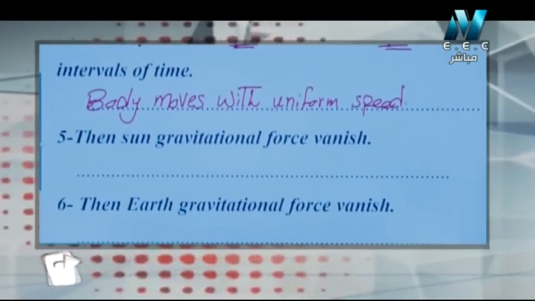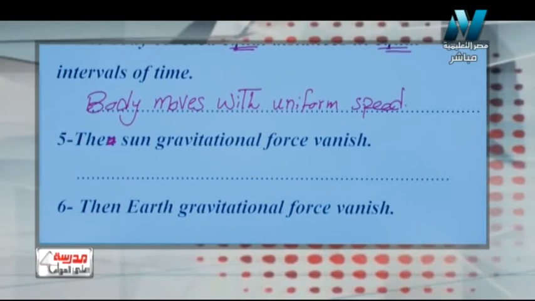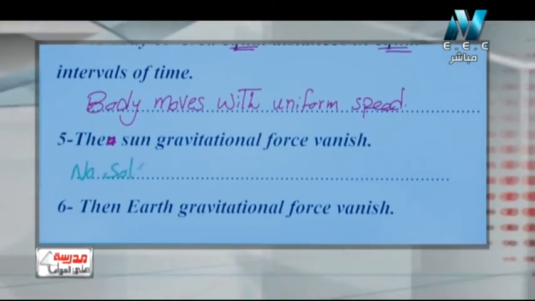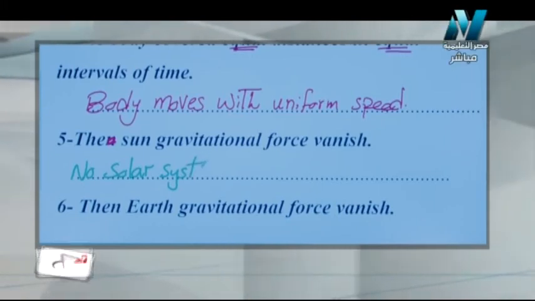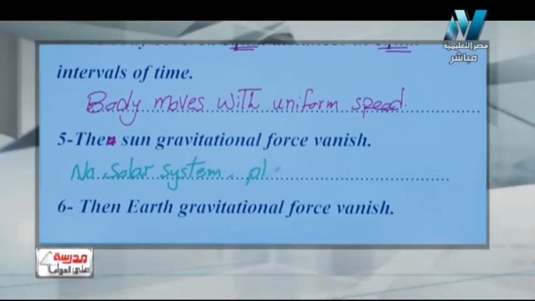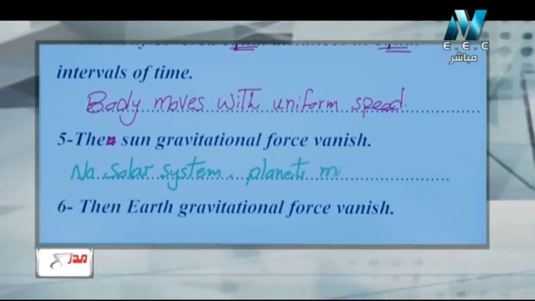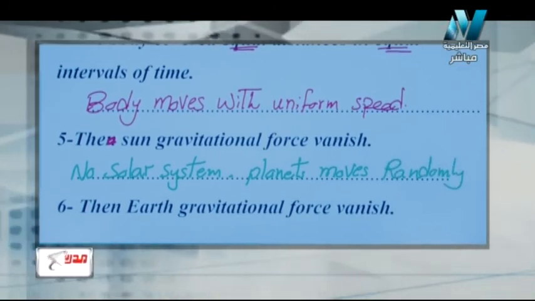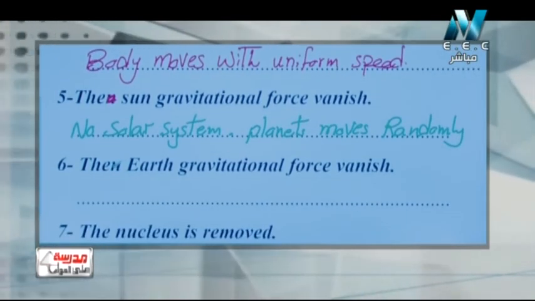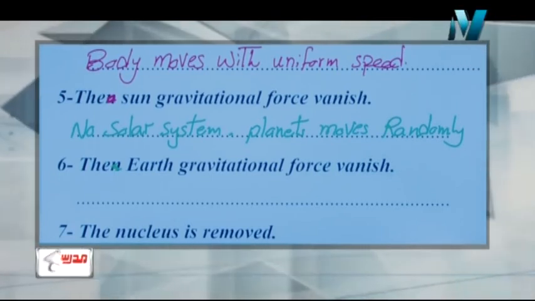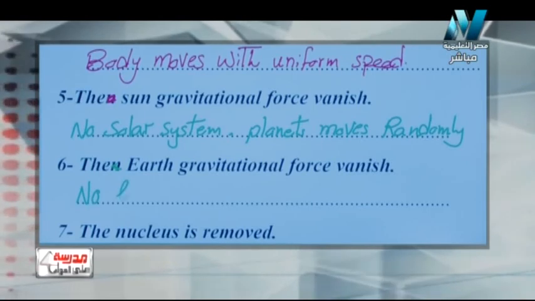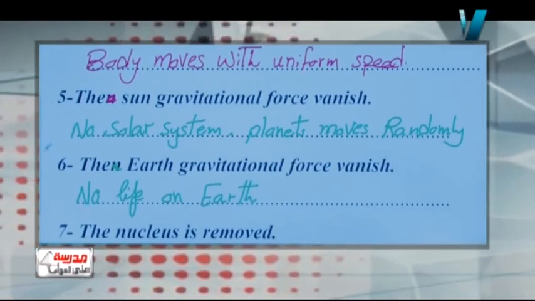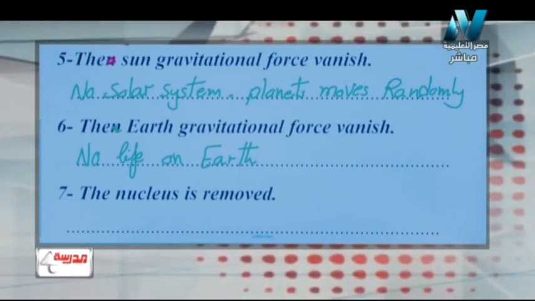Next question is: the sun gravitational force vanishes. Of course if the sun gravitational force vanishes, I say no solar system. Or we can answer another way: planets move randomly. Number six, the earth gravitational force vanishes. Of course if the earth has no gravity, there is no life on earth, no atmospheric envelope, no oxygen, no photosynthesis process.